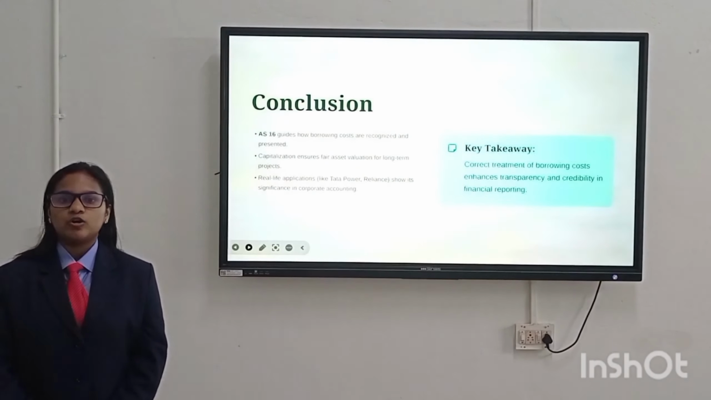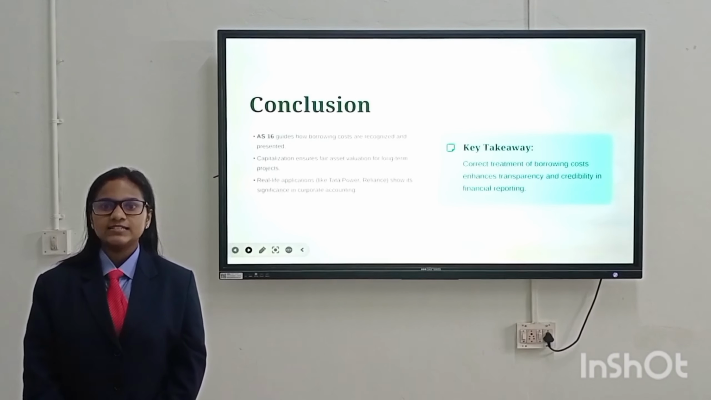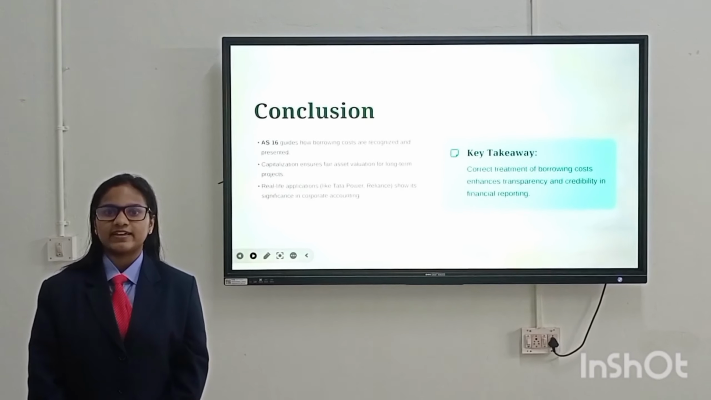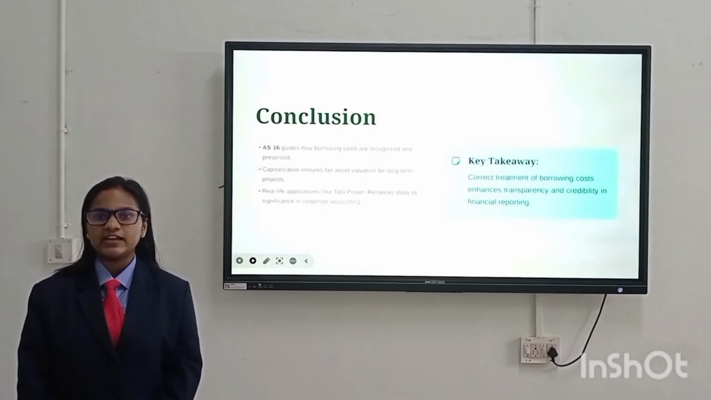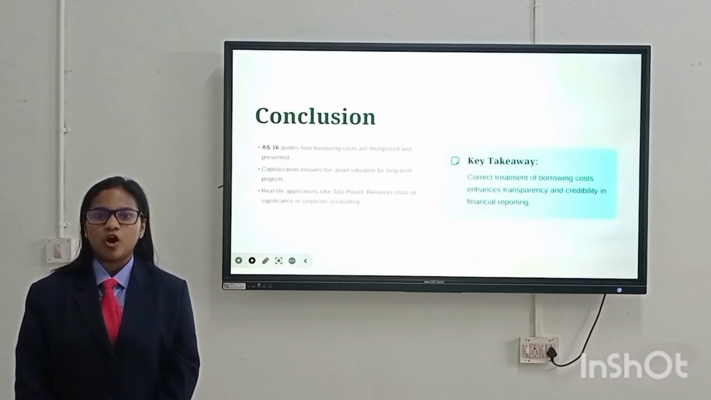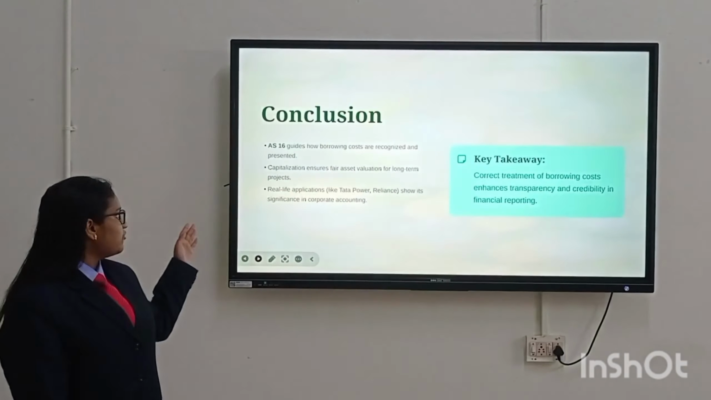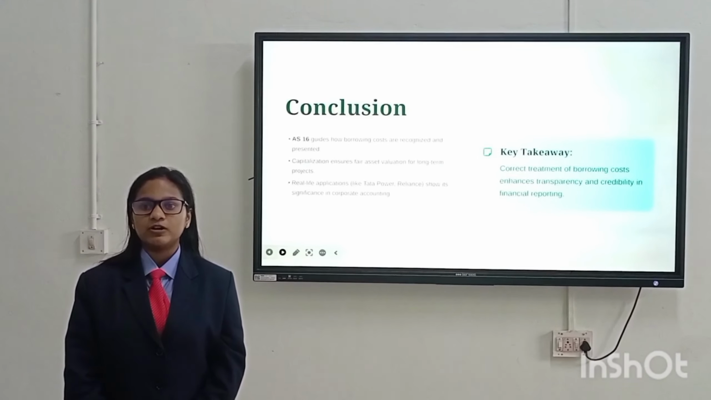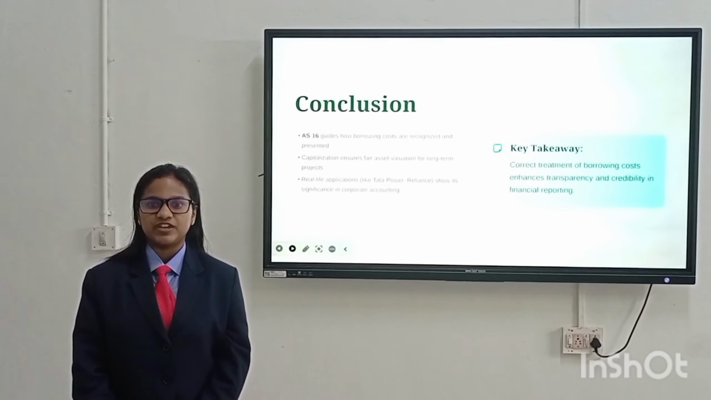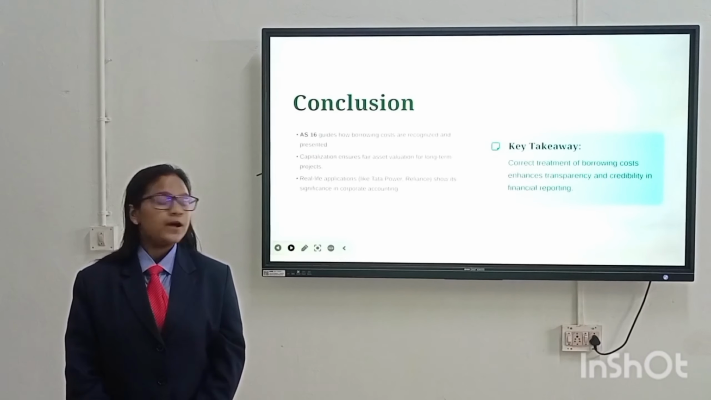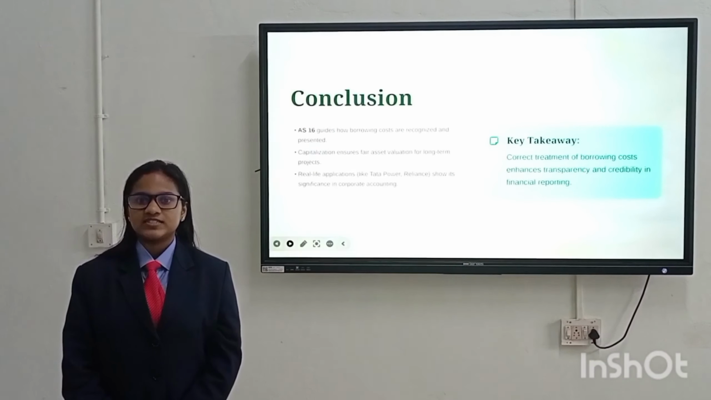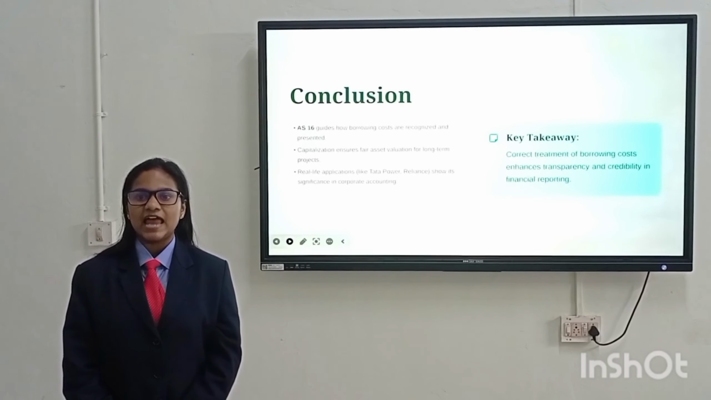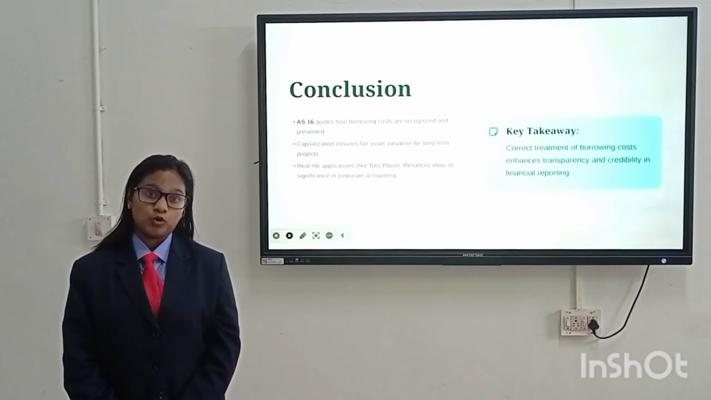Conclusion. As accounting standard 16 guides how borrowing costs are recognized and presented, capitalization ensures fair asset valuation for long-term projects. Real-life applications like Tata Power and Reliance show its significance in corporate accounting. Key takeaway: correct treatment of borrowing costs enhances transparency and predictability in financial reporting.